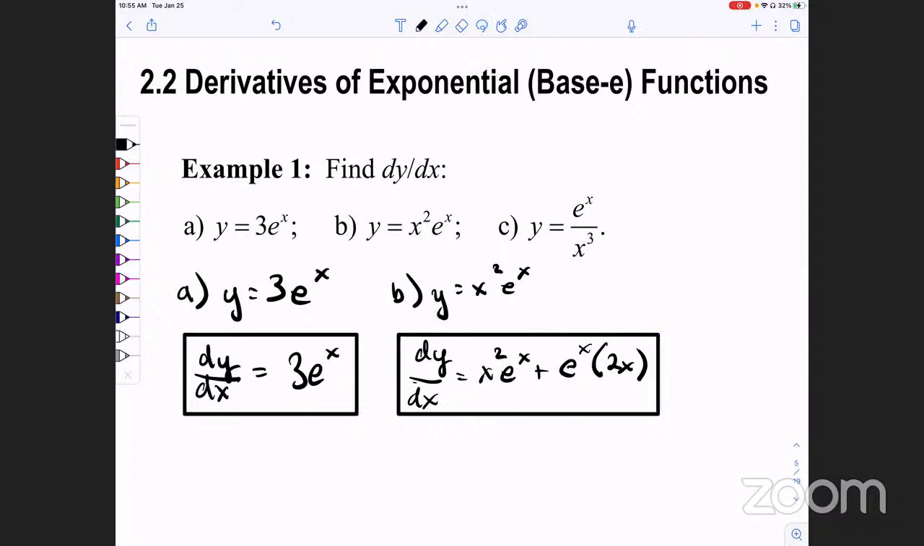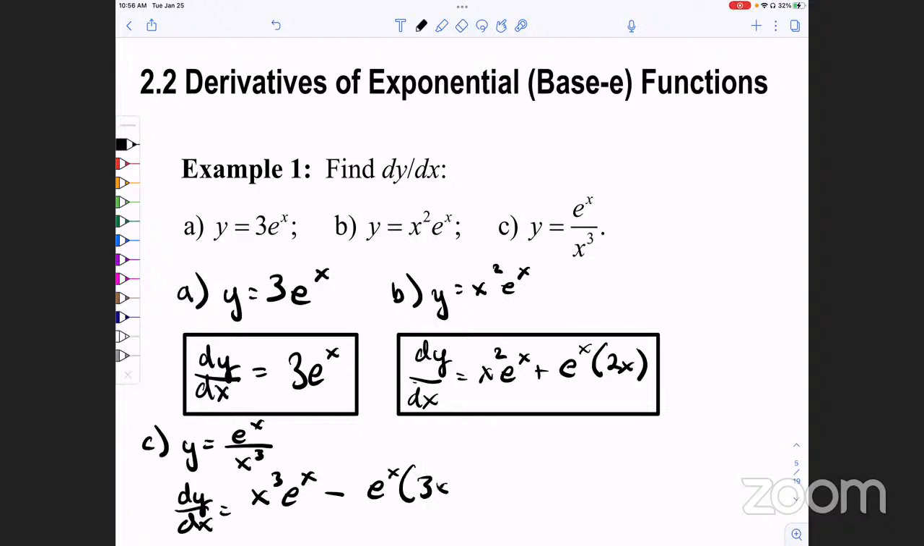Okay, I'm going to work on part C over here. We have y equals e to the x over x cubed. So I'm going to use the quotient rule. So our dy/dx is going to be the bottom times the derivative of the top, minus the top times the derivative of the bottom, over the bottom squared.